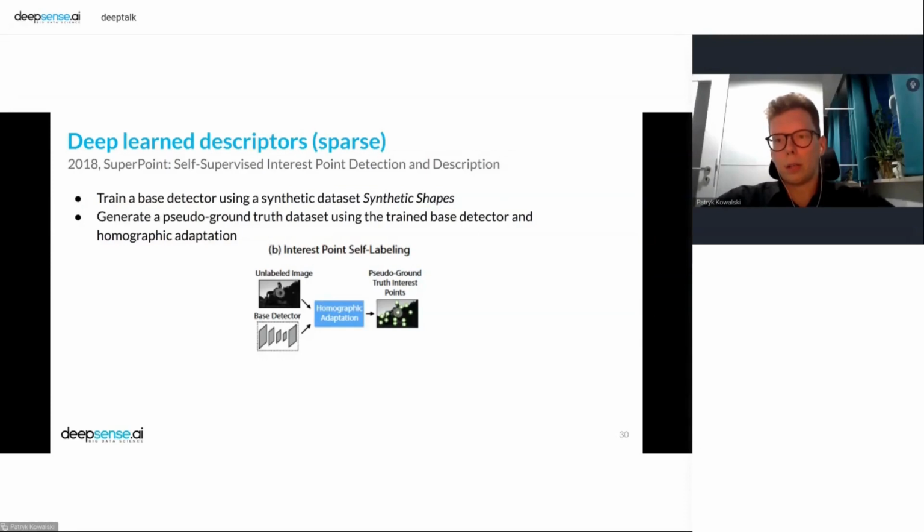And there are always hybrid ones, like you have the KeyNet deep detector that actually uses handcrafted and learned filters to find the key points. So the hybrid approaches are even better.